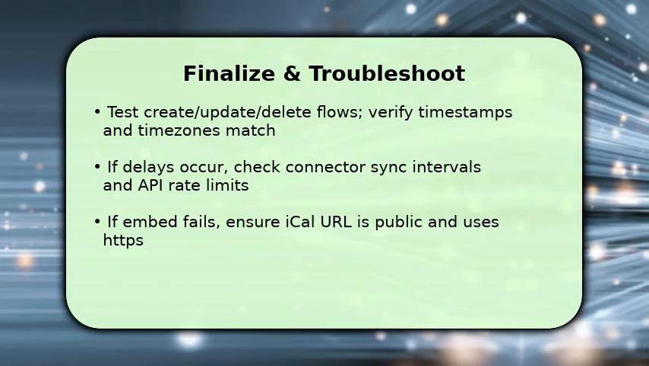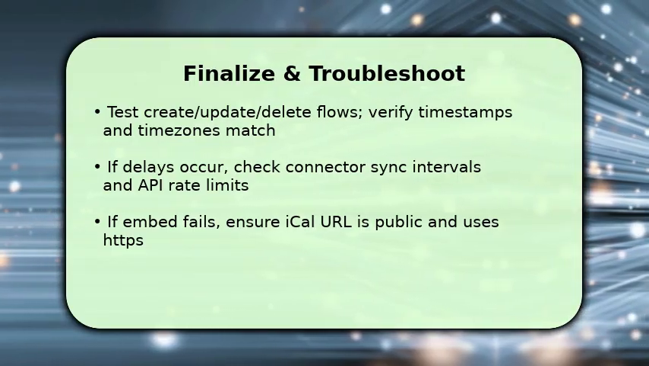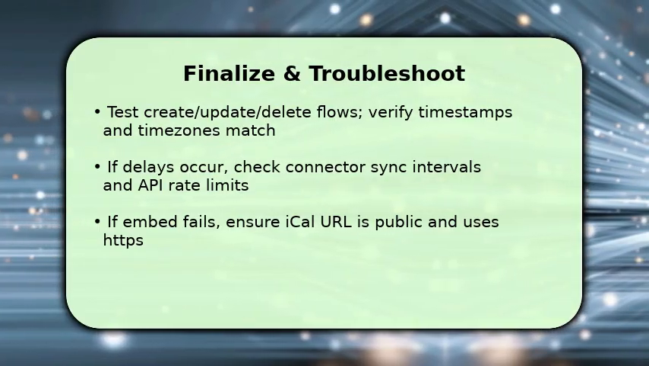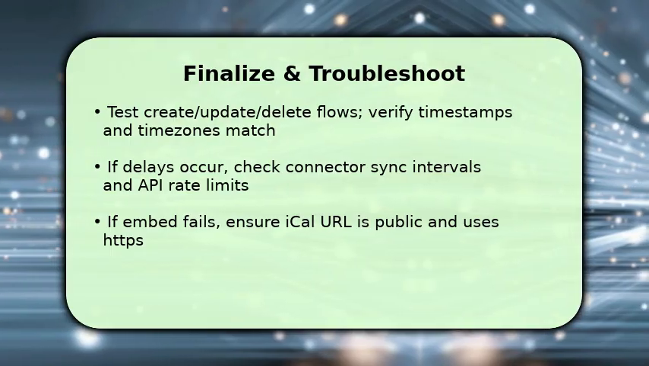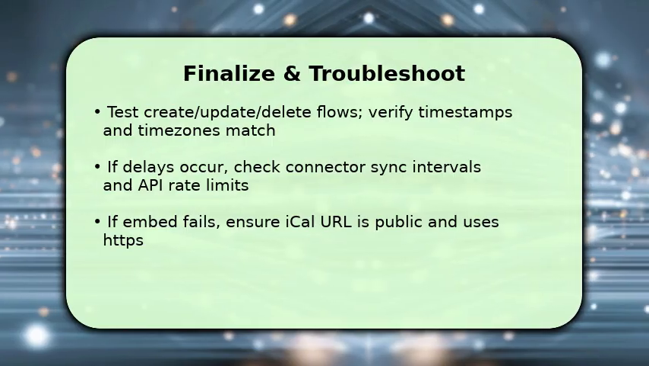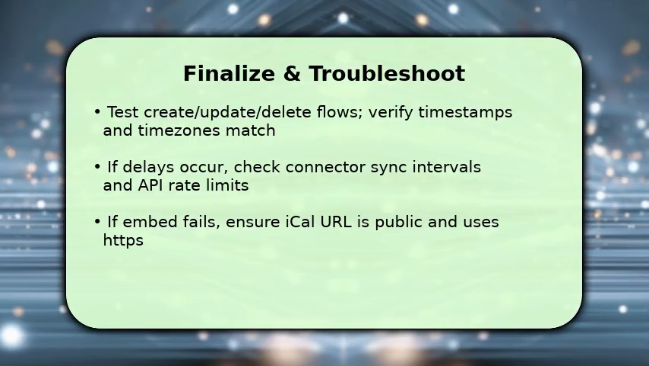If things go wrong, first verify the iCal URL is public and using HTTPS, then check third-party connector logs for authentication or rate limit errors. Make sure sync intervals are appropriate and reauthorize services if events stop updating.